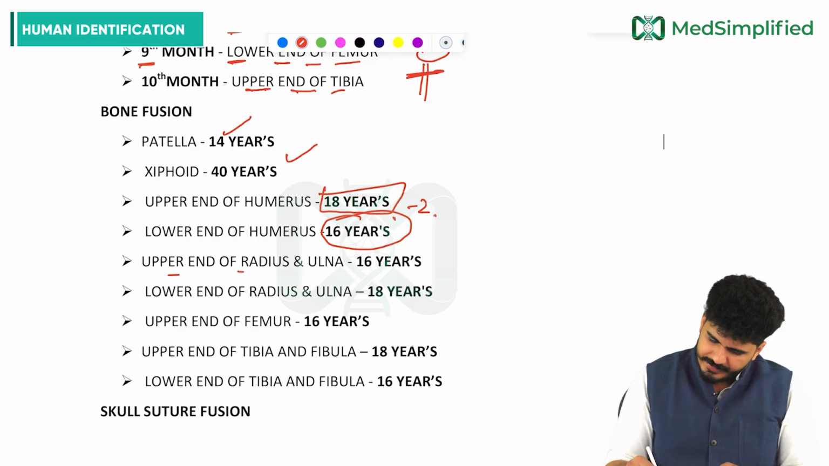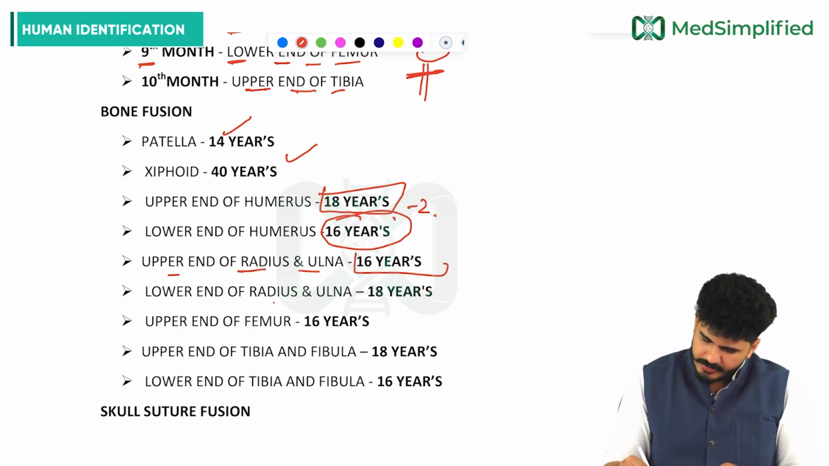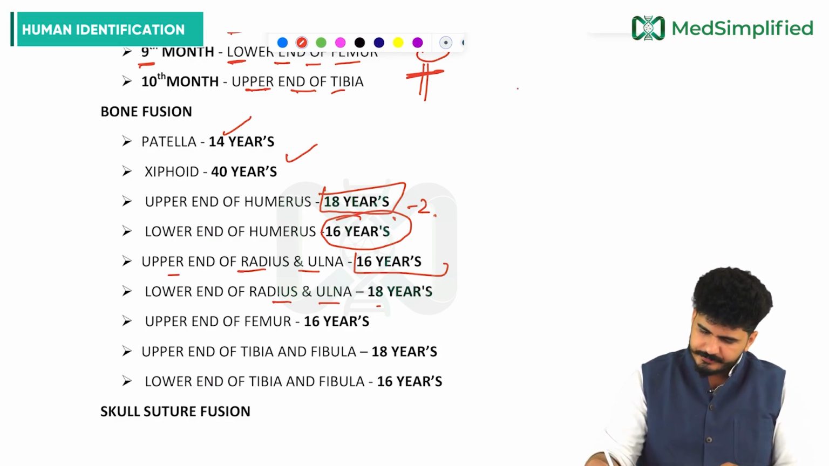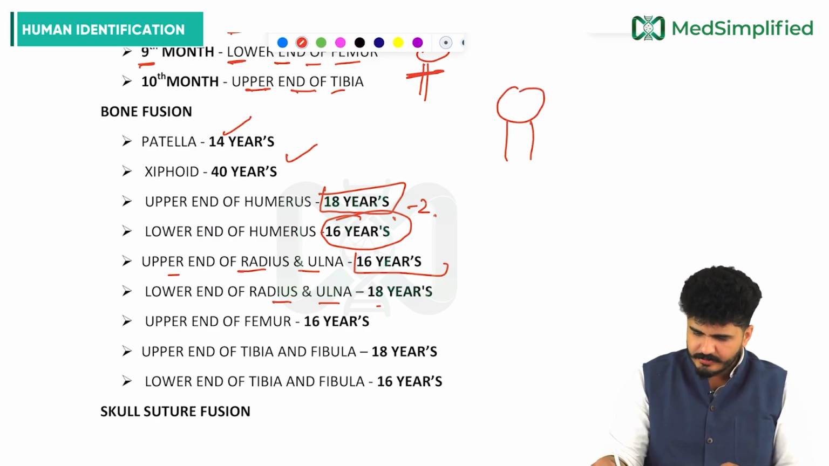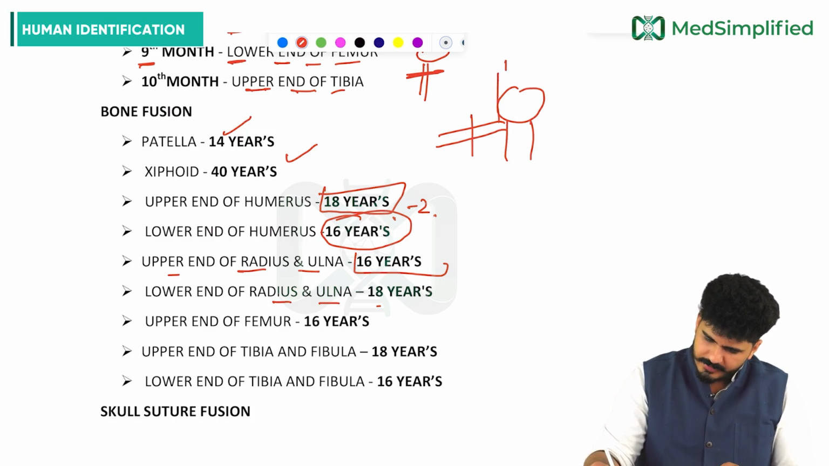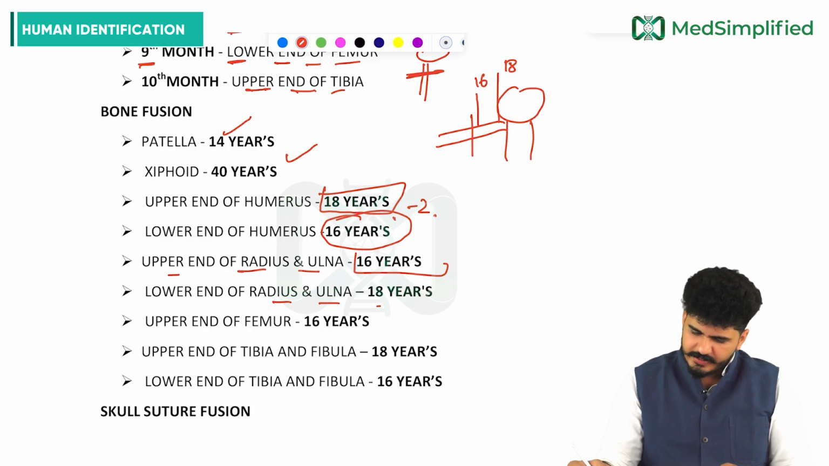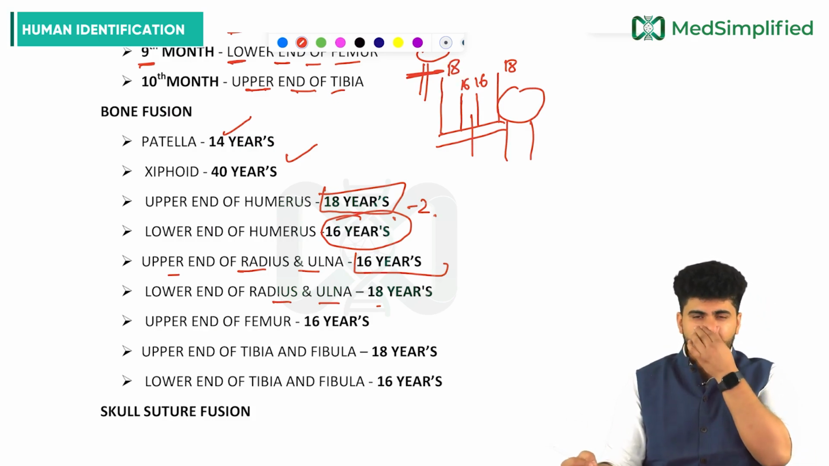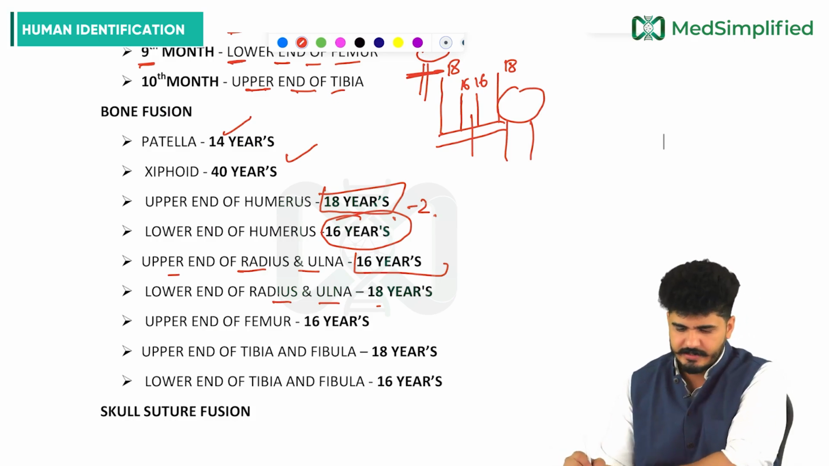Now, upper end of radius and ulna at 16 and lower end of radius and ulna at 18. How beautiful it is, sir. If I draw like this, you'll better understand. If this is the humerus, the upper end of humerus is by 18, lower end of humerus by 16. If we see radius and ulna, my dear friends, the upper end is by 16 and the lower end is by 18. So 18, 16, 16, 18.